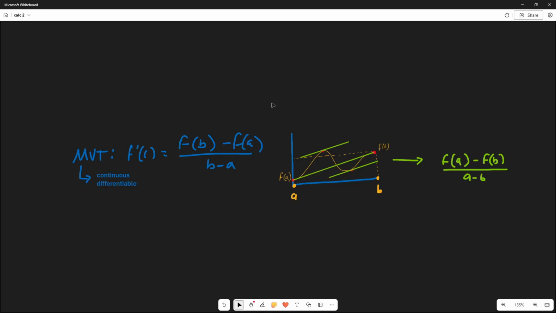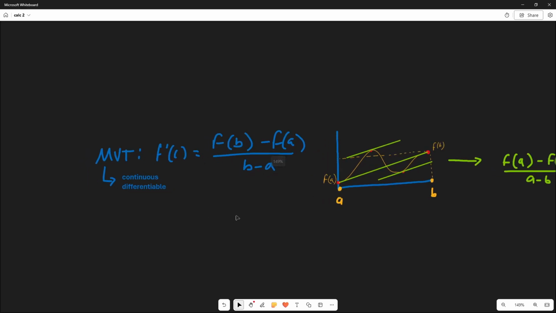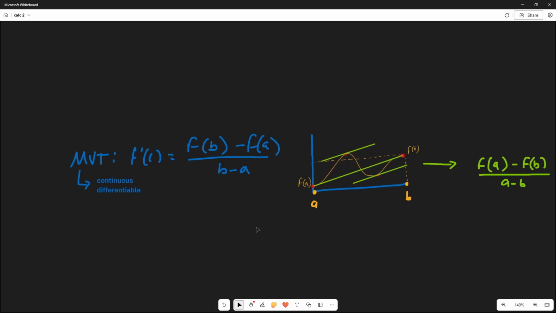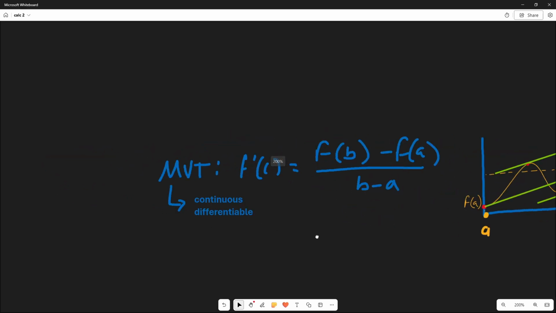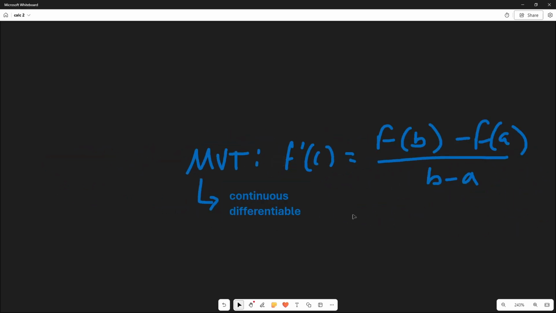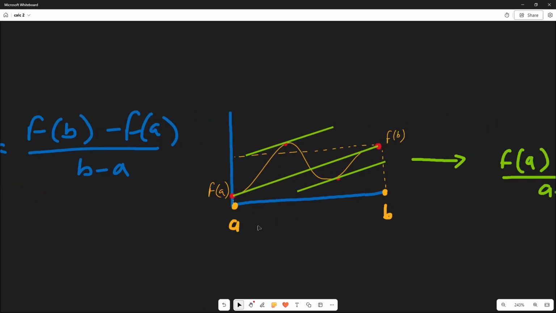Unit 5.1 is all about the mean value theorem. So in this video, we're going to go over the difference between the mean value theorem and the intermediate value theorem. The mean value theorem basically says that for a function that is continuous and differentiable, there's some value of c where the derivative just equals the average rate of change.